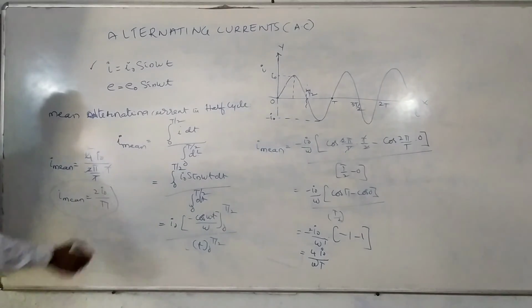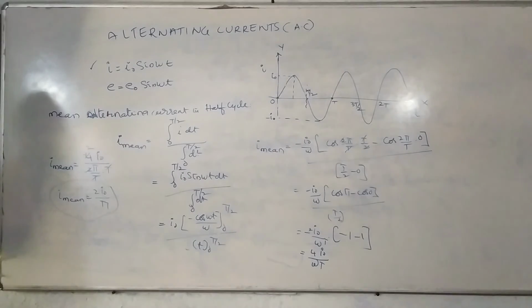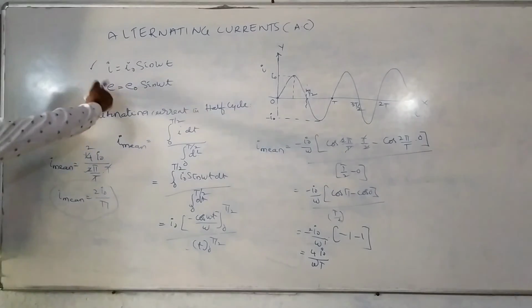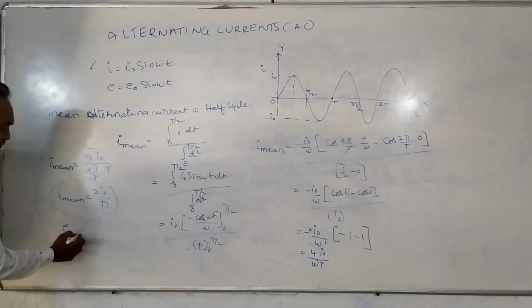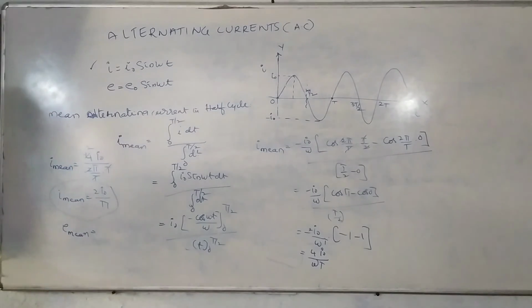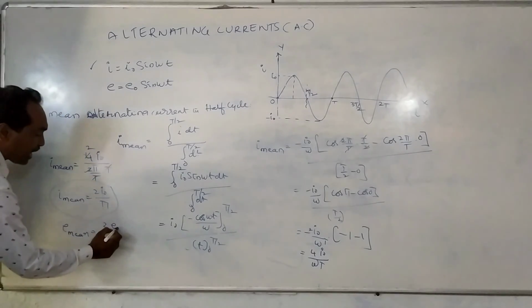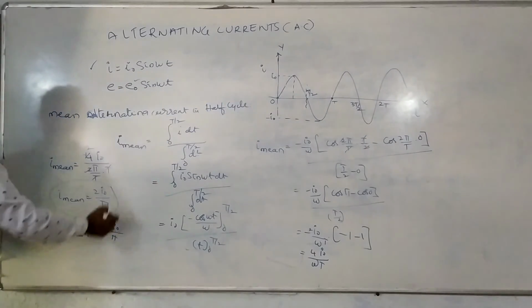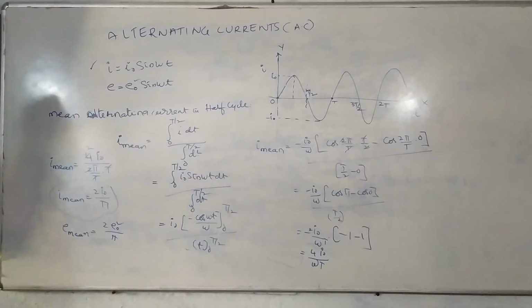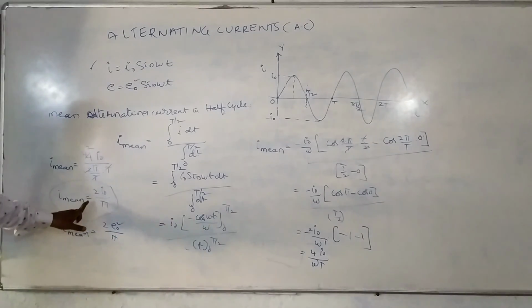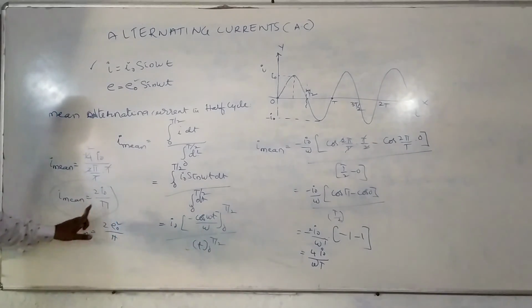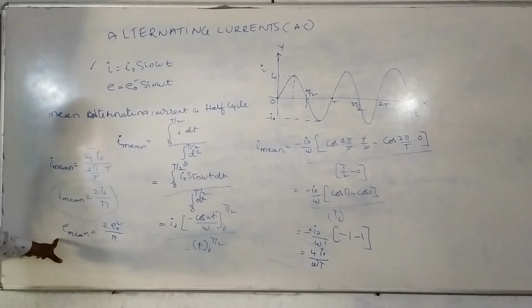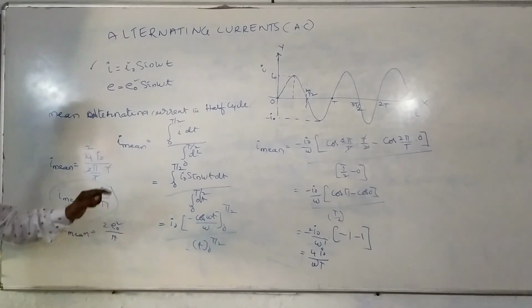So this is the average current or mean current of the alternating current. Similarly, what is the mean value of EMF, electromotive force, or mean voltage, the mean value of alternating voltage? It is the same, 2 E naught by pi. So there is some mean current. The average current of the alternating current is 2 I naught by pi, and the mean voltage or average voltage is equal to 2 E naught by pi.